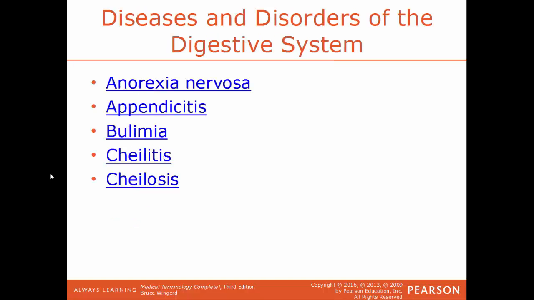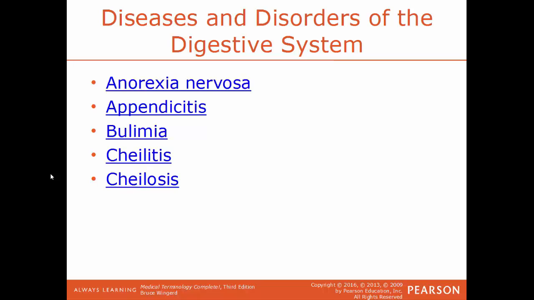Alright, now we'll talk about some specific diseases and disorders of the system. So our first one, anorexia nervosa. This is having a lack or a complete loss of appetite. And this is often due to the obsessive desire to lose weight. And because the desire to lose weight is so strong, the person usually won't eat and will become incredibly thin and incredibly sick. Appendicitis, inflammation of the appendix.